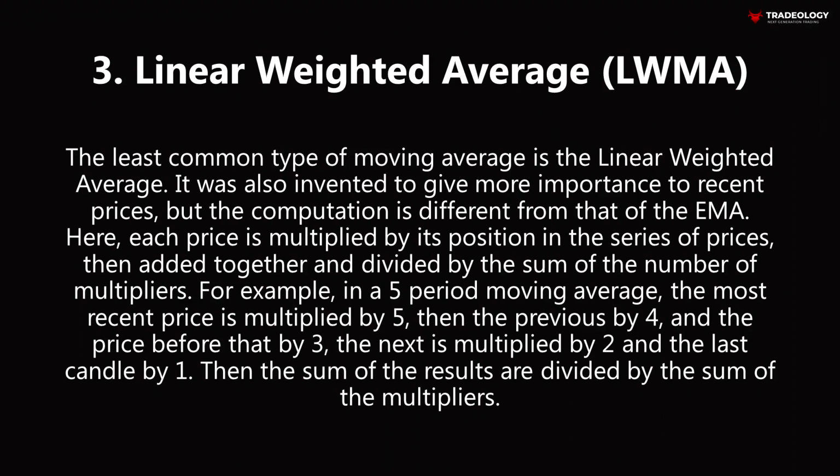It was also invented to give more importance to recent prices, but the computation is different from that of the EMA. Here, each price is multiplied by its position in the series of prices, then added together and divided by the sum of the number of multipliers. For example, in a 5-period moving average, the most recent price is multiplied by 5. Then the previous by 4, then the price before that by 3. The next is multiplied by 2, and the last candle by 1. Then the sum of the results is divided by the sum of the multipliers.